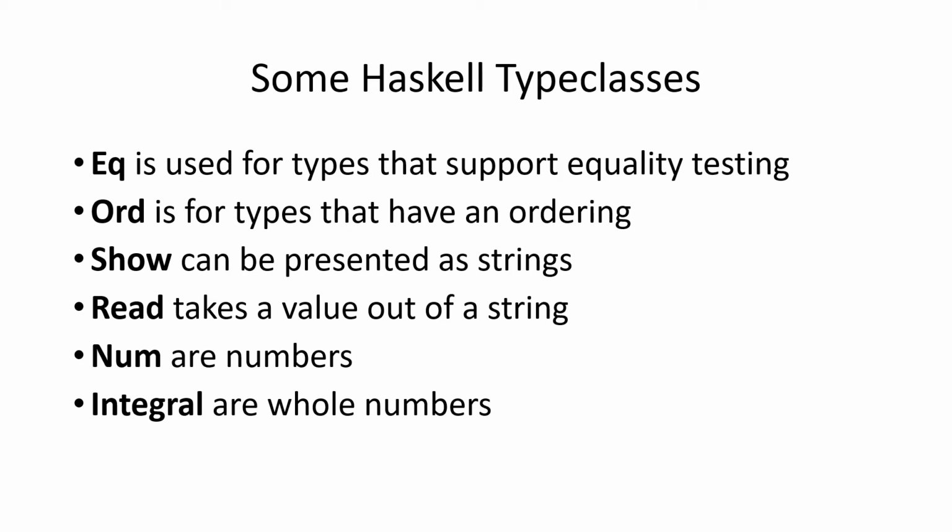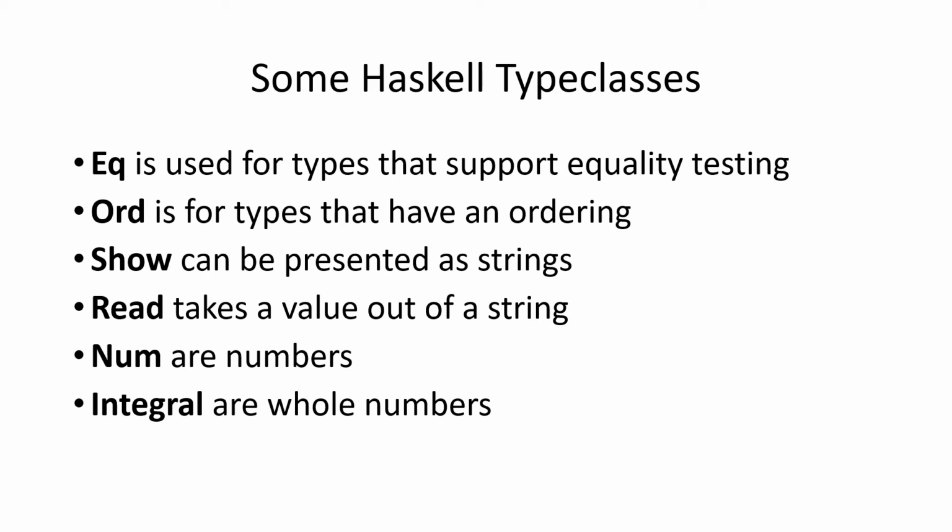Eq is used for data types that support equality testing. You can test that one value is equal to another. And most things work that way. For instance, letters, numbers, doubles, you can test to see if they're equal. You couldn't take two functions and say they're equal. Ord is for things that have an ordering. Letters and numbers can be sorted in an order. Not everything has an ordering.